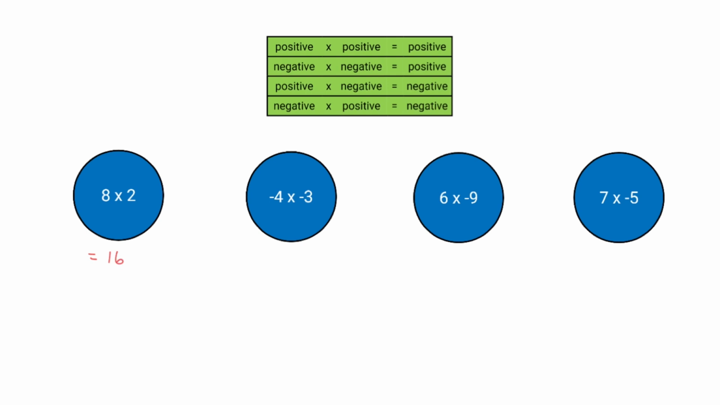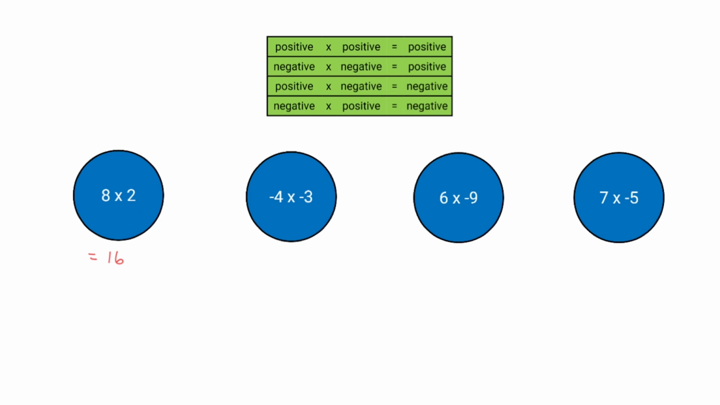Step 2, we have to work out if the answer is going to be positive or negative. Now, the rule for this is easy. If we look up top here, if we've got two of the same sign, so if both our numbers are positive or both our numbers are negative, then we always have a positive answer. However, if we have one of each sign, so we have a positive and a negative, or a negative and a positive, it doesn't matter which way the signs come. If we've got one of each, the answer is going to be a negative. So let's go back to 8 times 2. Both of these numbers were positive, so our answer is going to be positive.